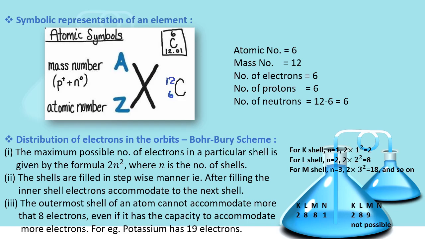Then what is the right electronic configuration? This is 2 8 8 1. That is, in K cell there will be 2 electrons, L cell 8 electrons, M cell 8 electrons, and in the outermost cell there will be only 1 electron.